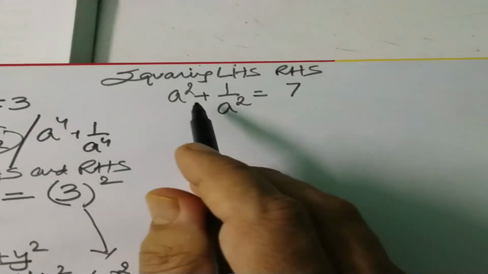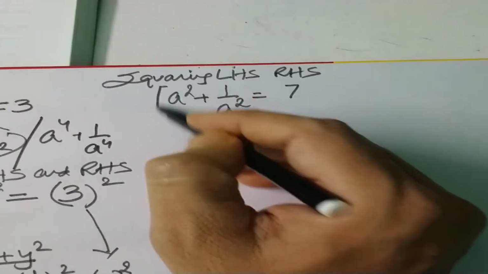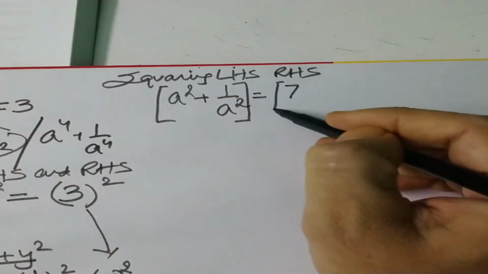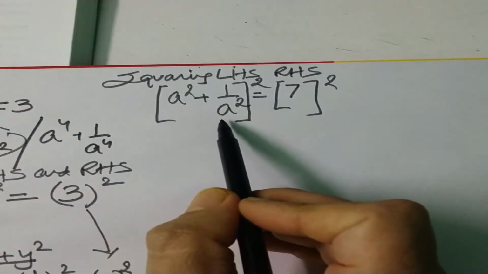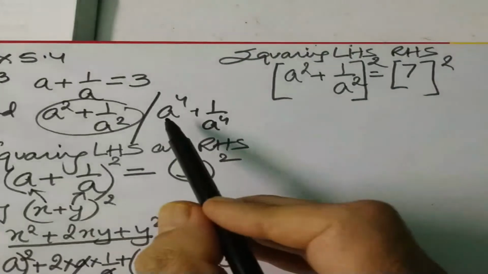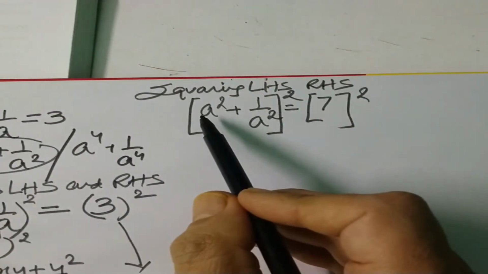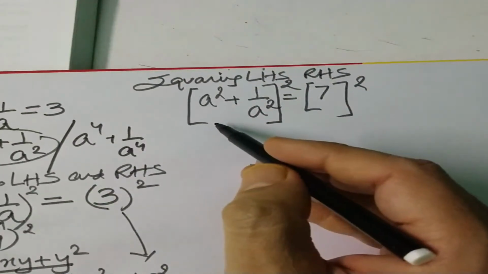So why am I doing square of this, squaring left side and squaring of this. So a square plus 1 upon a square whole square and 7 square. Because I want to find the power 4. When I do square of this, I will get power 4. And now I have to solve by using the formula which I have written here.